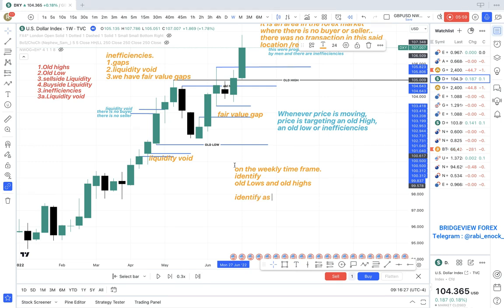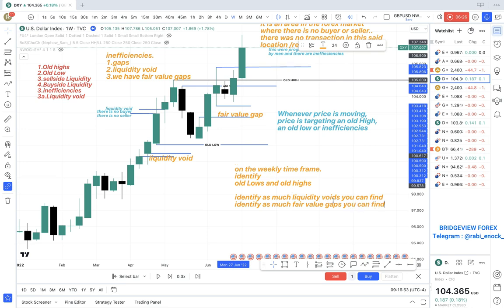Identify as much liquidity voids as you can find. Identify as many fair value gaps as you can find.